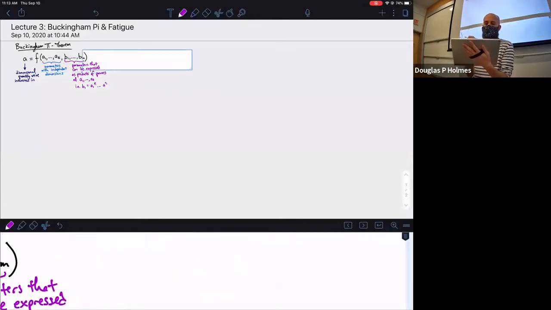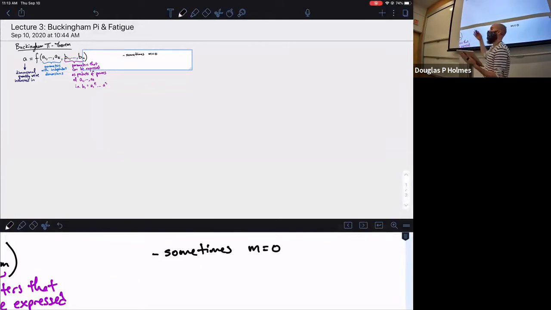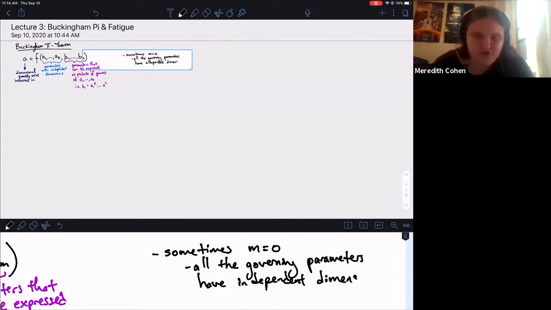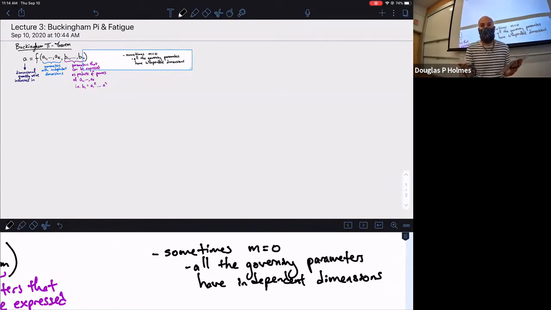For any given problem, sometimes you will find that M is equal to zero, and there are no dimensionless quantities that can be written in terms of the dimensional parameters. That means all the governing parameters have independent dimensions. Wait, I'm sorry, so the B's, they don't have dimensions, or they don't have their own dimensions? Yeah, those are generally products. They're either dimensionless quantities, or they're a product that results in a dimensionless quantity.